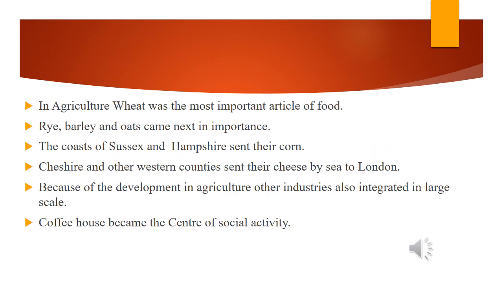In agriculture, wheat was the most important article of food. Rye, barley, and oats came next in importance. The coasts of Sussex and Hampshire sent their corn. Cheshire and other western counties sent their cheese by sea to London. Because of the development in agriculture, other industries also developed on a large scale. Coffee houses became the center of social activity.